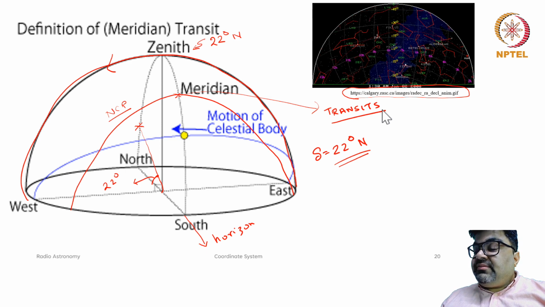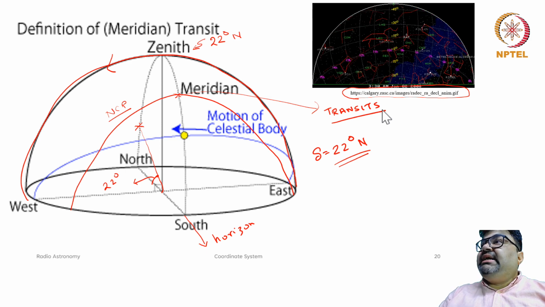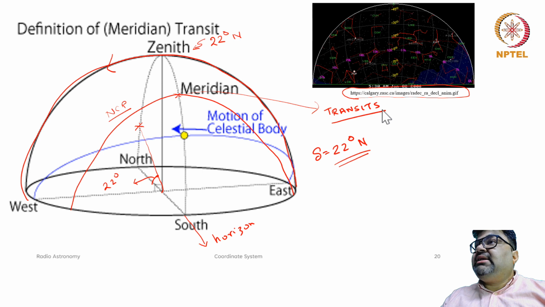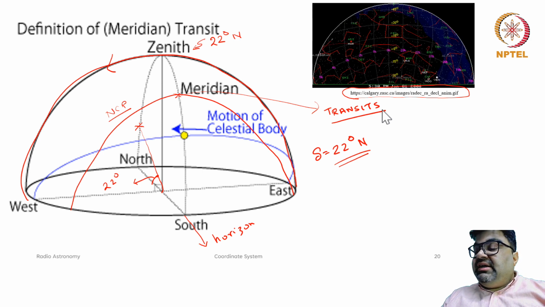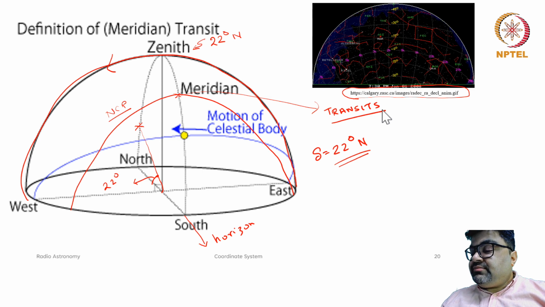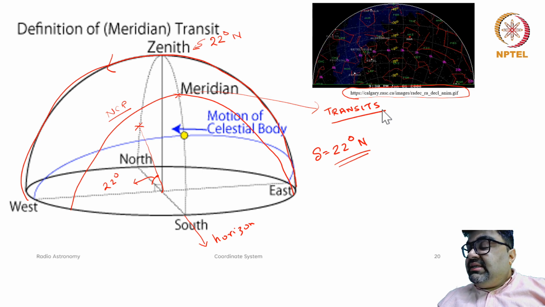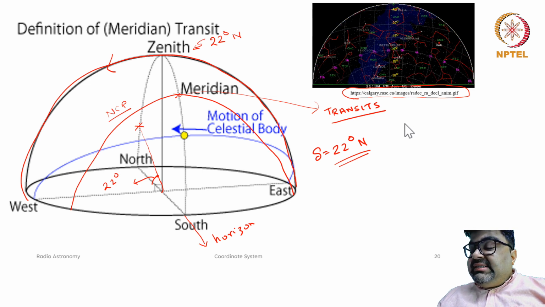Okay, that is the maximum elevation a source can have when moving through the sky. All right. What else can we do?